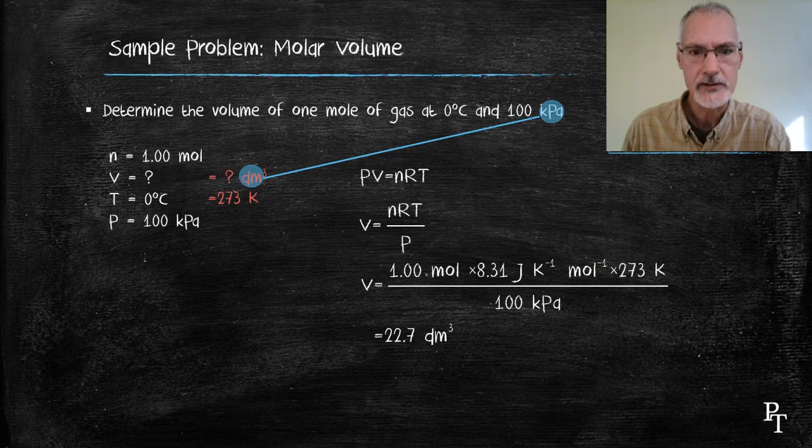So, 22.7 decimeters cubed. This is called the molar volume of a gas at STP, and it's also available in your IB data booklet. No matter what the gas, 1 mole of that gas at STP will always occupy 22.7 decimeters cubed.